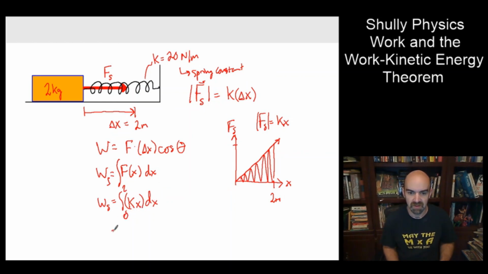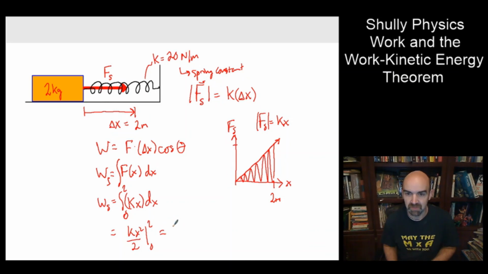All right, let's integrate. Integral of kx dx is going to be k as a constant, x squared over 2. I'm integrating, so I don't need the sign anymore. Kx squared over 2. We're going to take that from 0 to 2 meters away. And so as you see here, there's a value coming out of this, 1/2 kx squared. That'll pop up later on when we talk about potential energy of a spring.